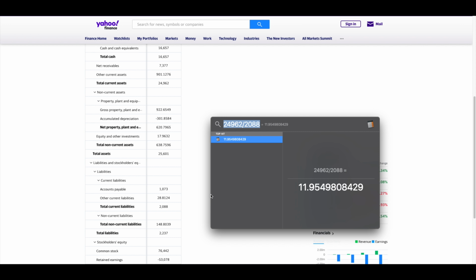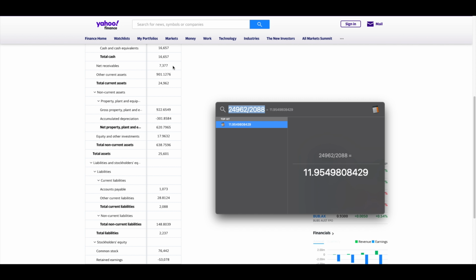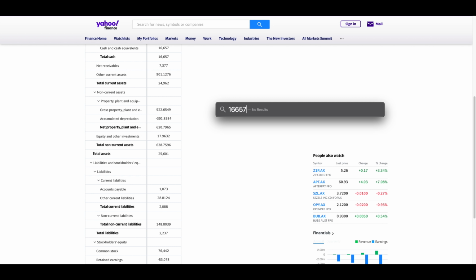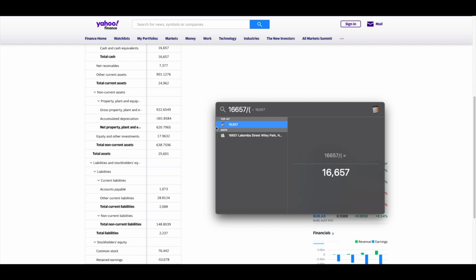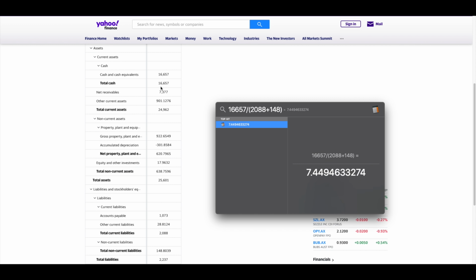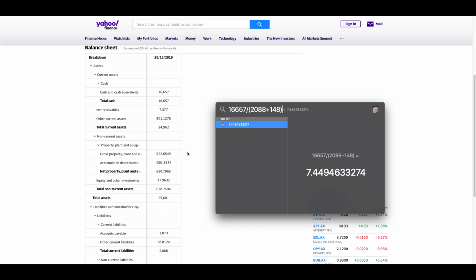It's even better if you look at the amount of cash. Total cash is 16,657, and then you divide that over current liabilities and non-current liabilities. So you go 2088 plus, there's a decimal here by the way, so it's 148, and the cash covers the liabilities by almost 7 times, which is really good to see. It means that even if they can't sell off some of the other assets in time, they can use the cash to pay off some of the liabilities.